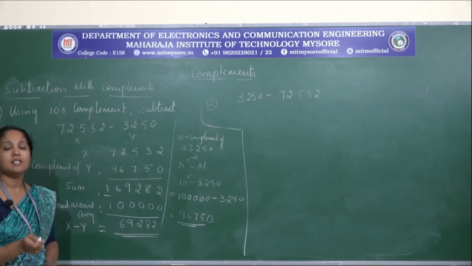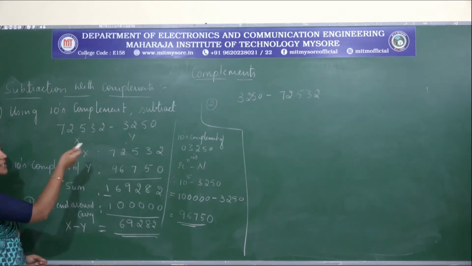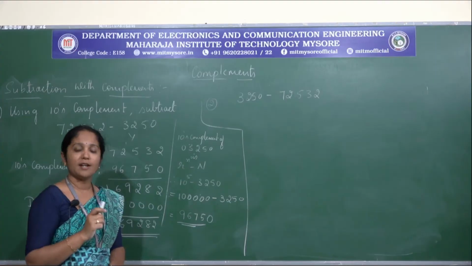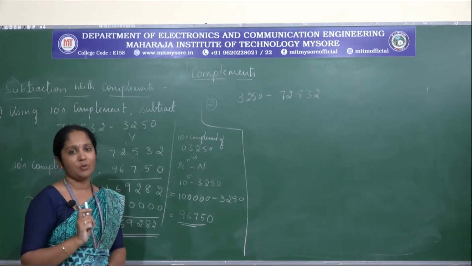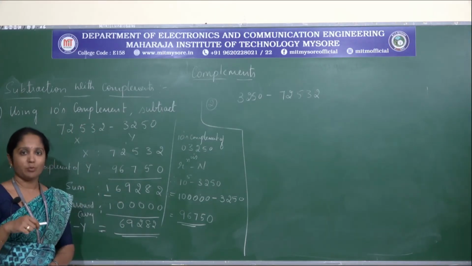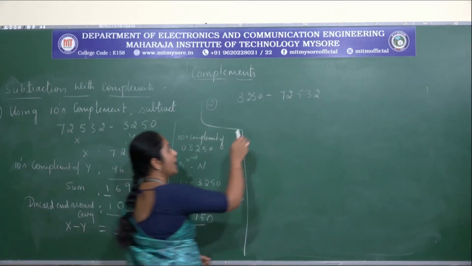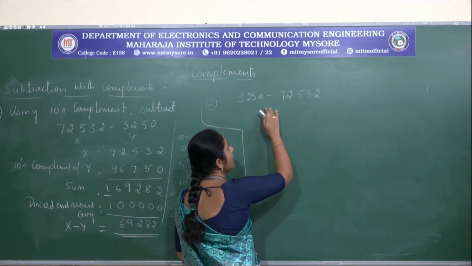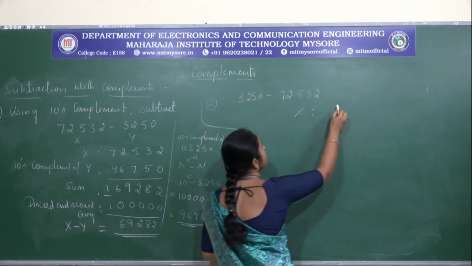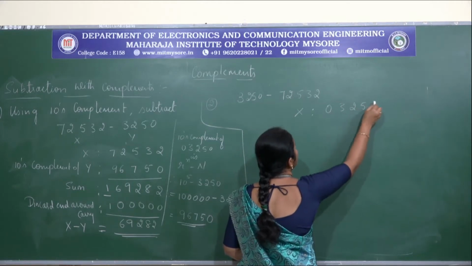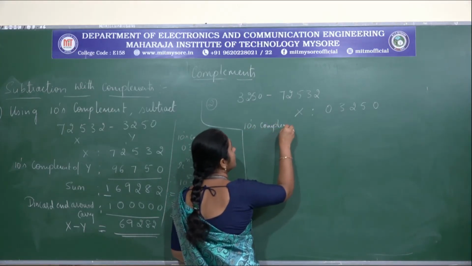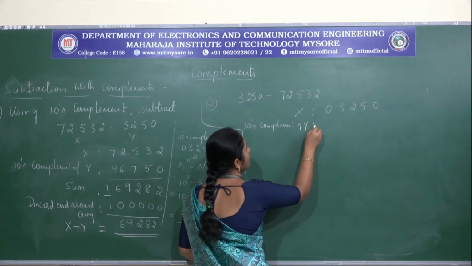next subtraction, that is y minus x. In this case, if this is x and this is y, I have considered y minus x because there we are going to get a negative result. So in tens complement, how will it be considered? That is what we are supposed to understand here. Now if I consider this, 3250 minus this, let us write as we did in the previous case, x is 03250, and next we need to consider the tens complement of y. So that is the second operand.